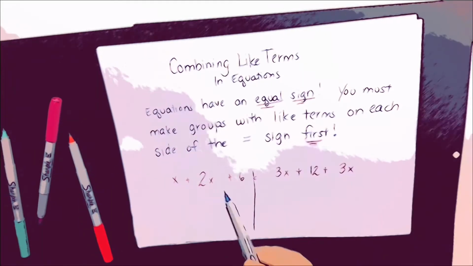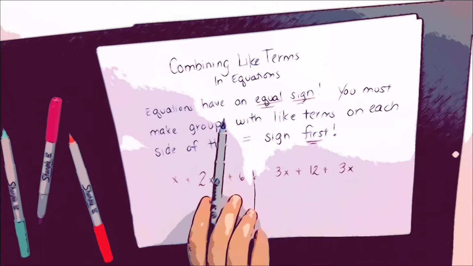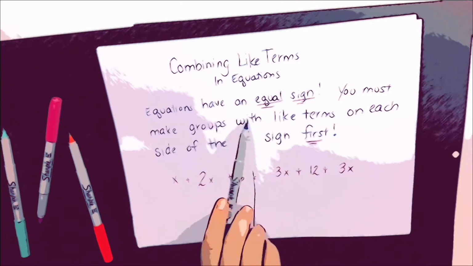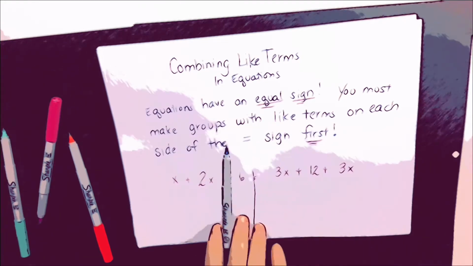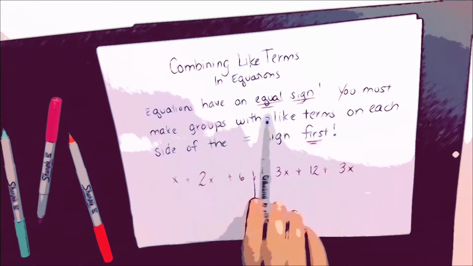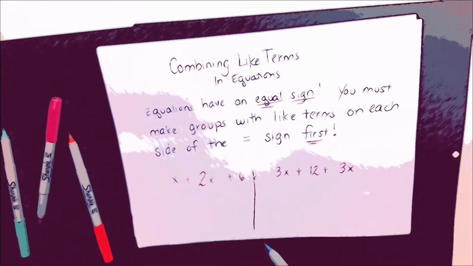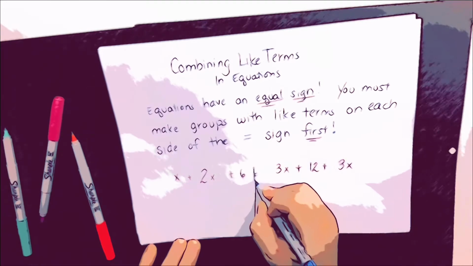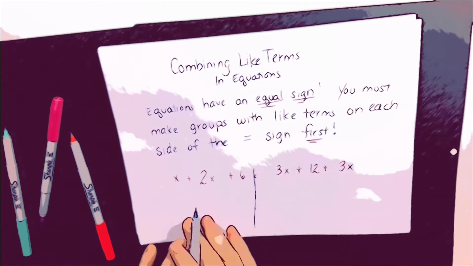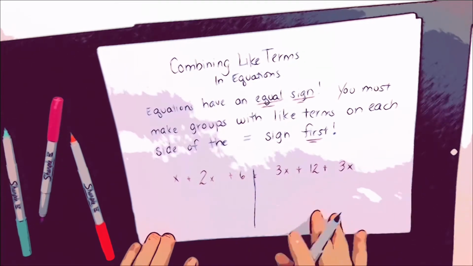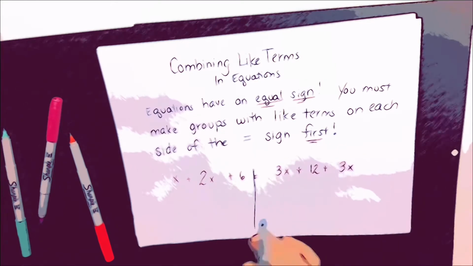Okay, now we're going to talk about combining like terms in equations, which are a little bit different. Equations all have an equal sign. The examples we did before had no equal signs in them. Those were expressions. But with equations, you must make groups with like terms on each side of the equal sign first. You can do that by making sure you know there's a division between each side of the equation. And then we're going to work on combining those like terms before we do anything else.